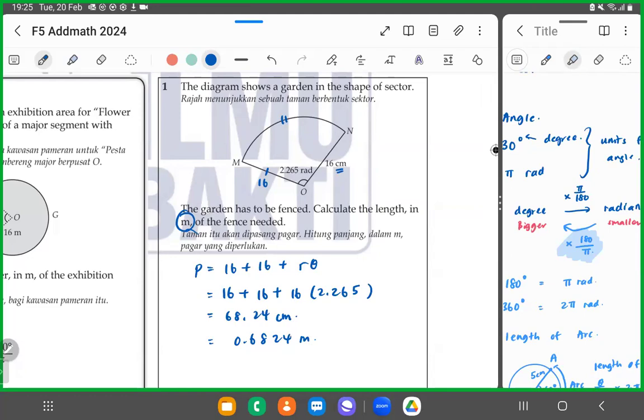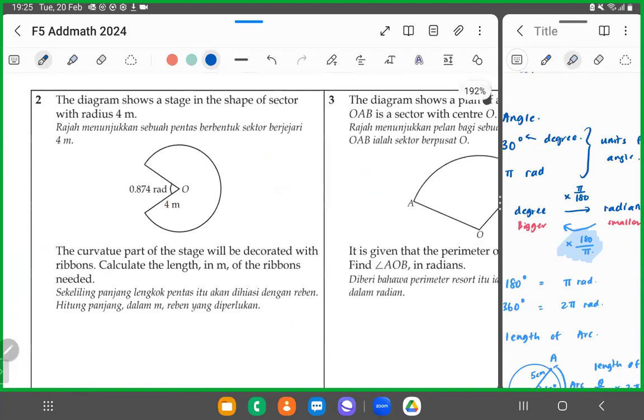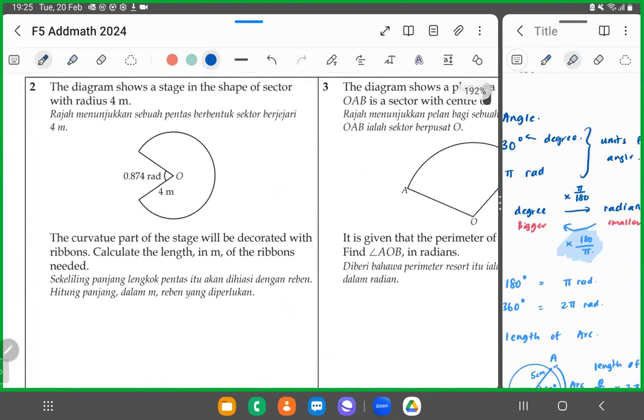Okay, next one. Question number 2. The question asks us: the diagram shows a stage in the shape of a sector with a radius of 4. So it's a major sector here. The curved part of the stage will be decorated with ribbons. So this part will be decorated by the ribbon. Calculate the length in meters of the ribbons needed. Very easy.